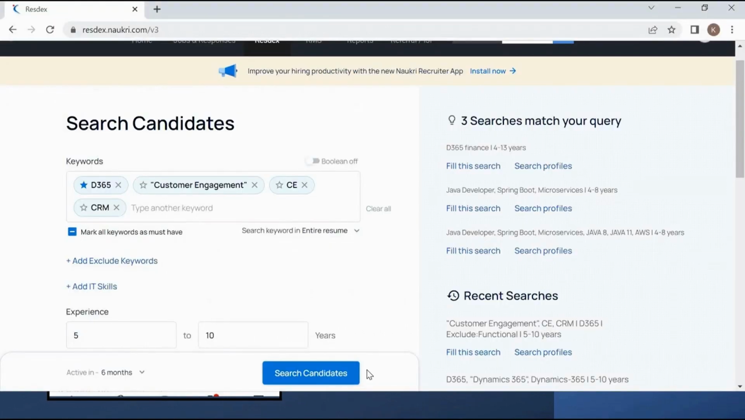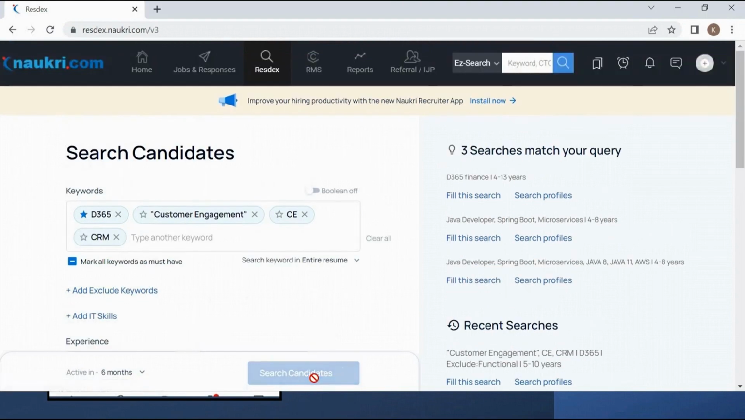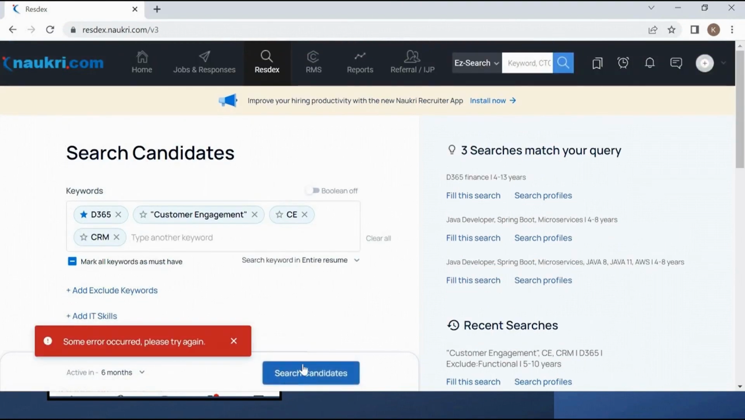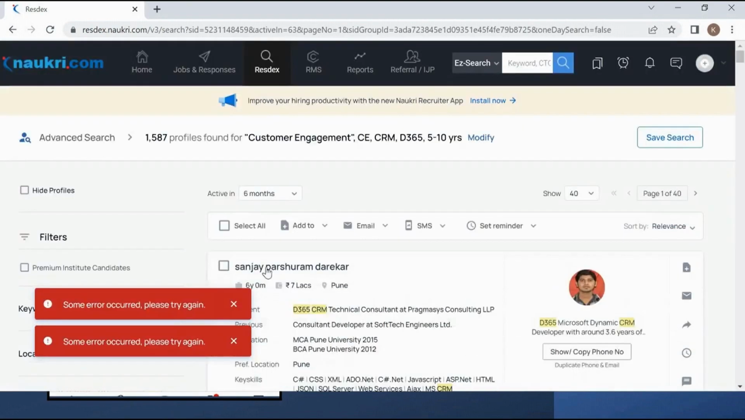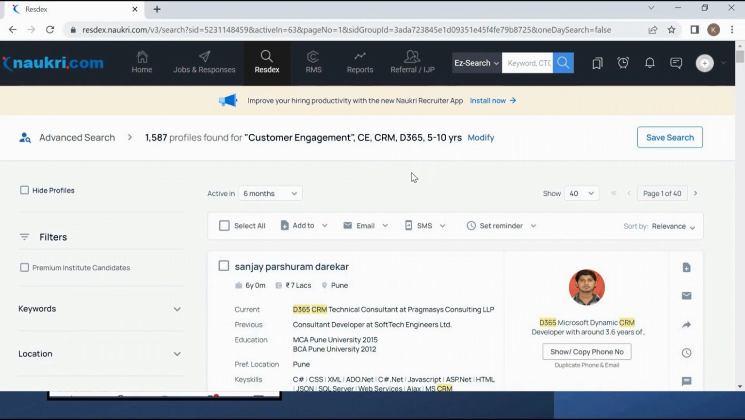I'm just going to click on search resume. Once I click on this search resume, friends, let me show you why it is showing an error. Just a moment. Okay. So it was showing some error due to a technical issue. Otherwise everything was correct. There's no need to worry. It was showing that just because of the technical issue.